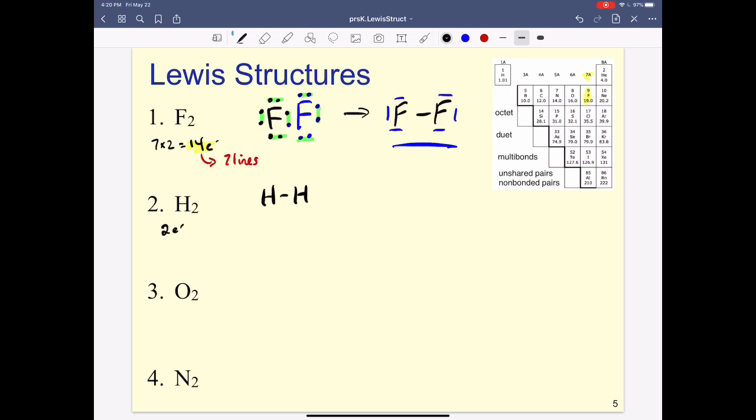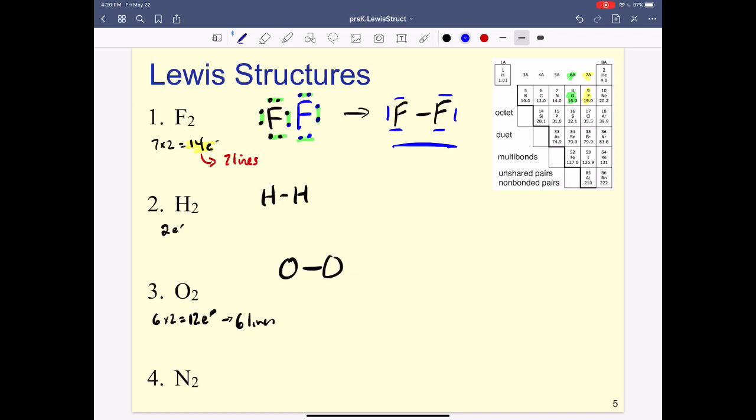Let's move on to oxygen, which we can find in the periodic table here with 6 valence electrons. Again, not total electrons, but valence electrons. So we have 6 times 2, that's 12 electrons, which of course is 6 lines. So we'll put down an oxygen and bond it to the other oxygen, and we'll put in our unshared pair.